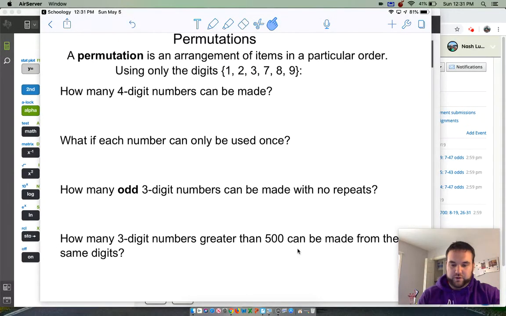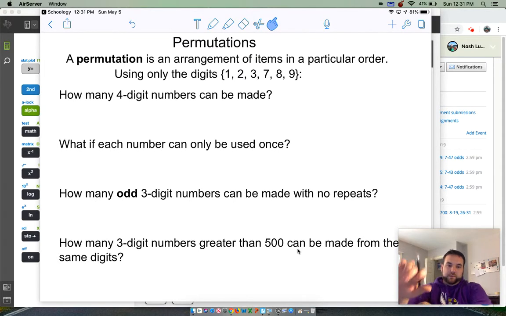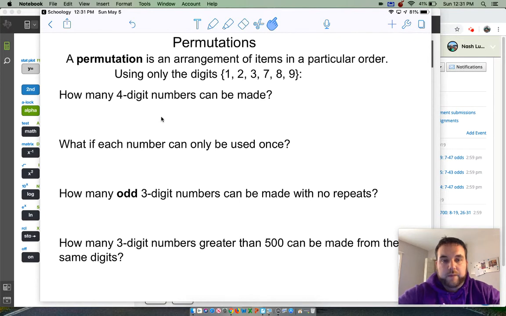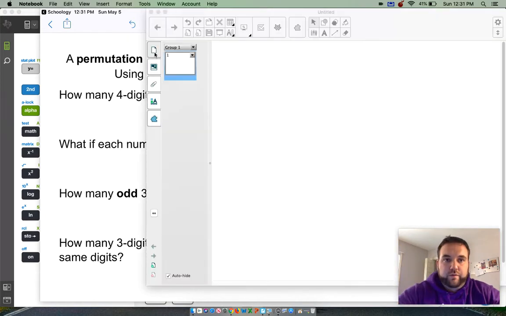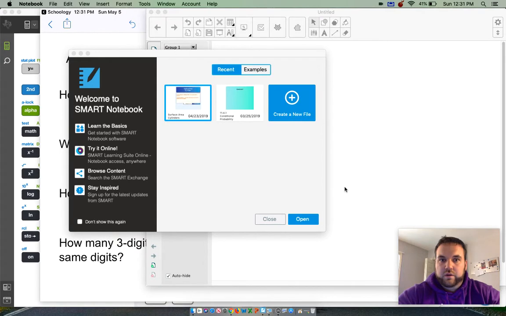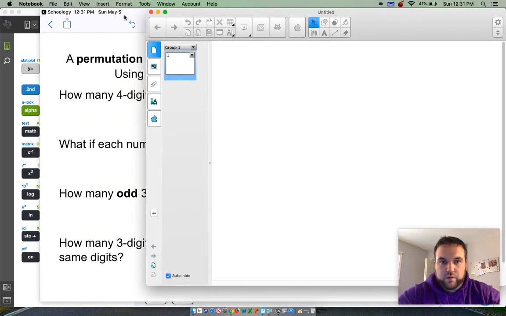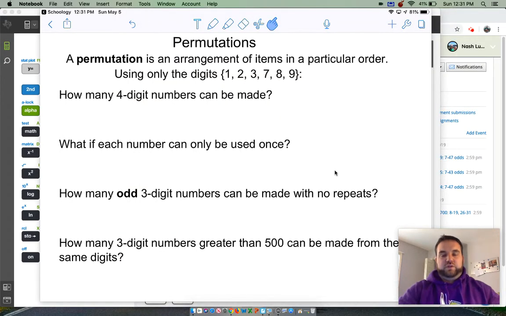Last thing we're going to talk about is a permutation. A permutation is an arrangement of things in order. We actually just did the example we just talked about with arranging the movies or books on a shelf. That's an example of a permutation. So you're arranging things in a very particular order.